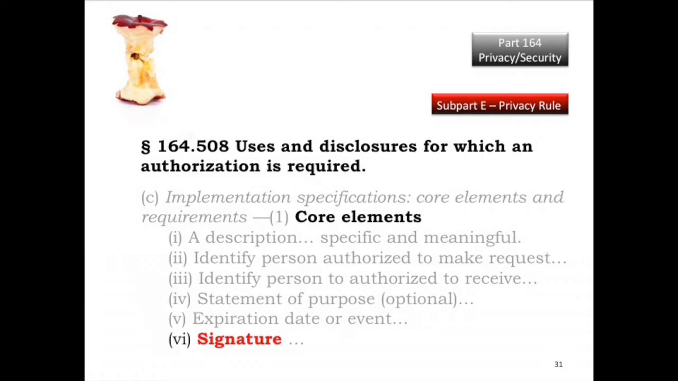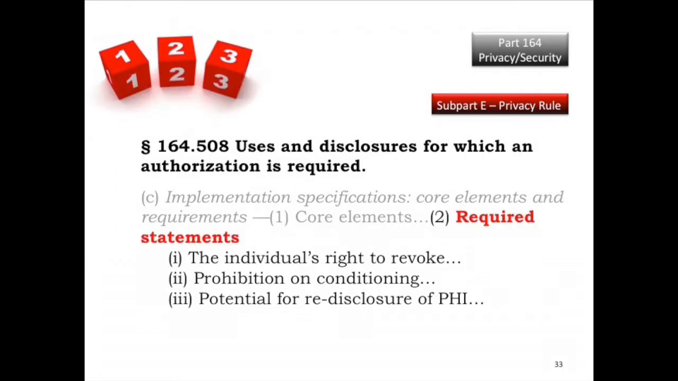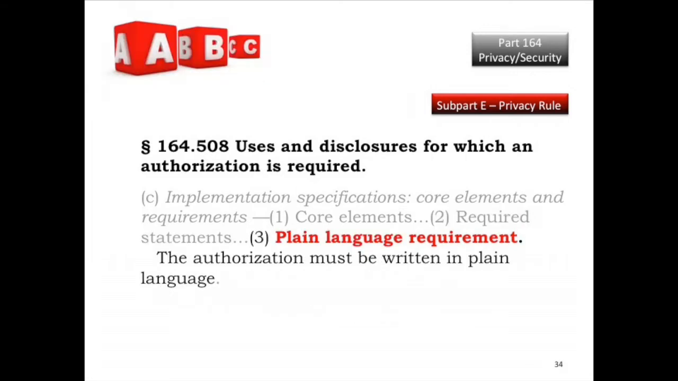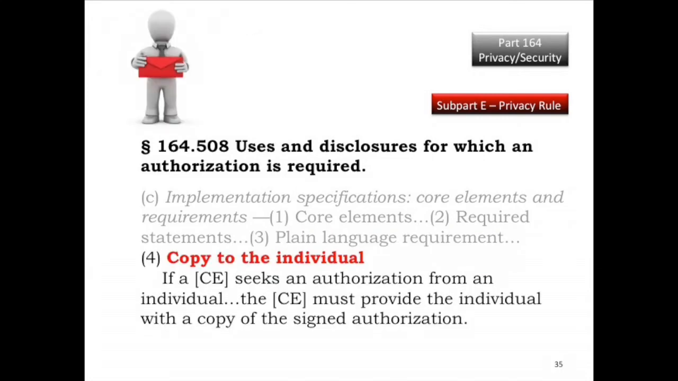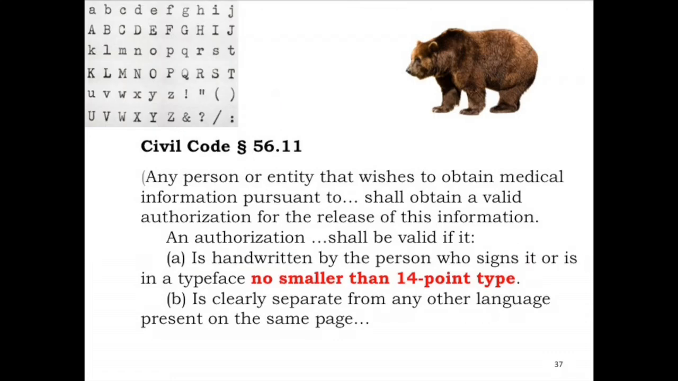The document must be signed by the patient or the patient's representative. If a patient representative signs the document, the authorization must describe the representative's authority to sign. The authorization must include statements regarding patients' rights. The authorization must use plain language. A patient is entitled to have a copy of the authorization. In California, an authorization may be in handwriting. If the authorization is printed, it must be no smaller than 14-point font.